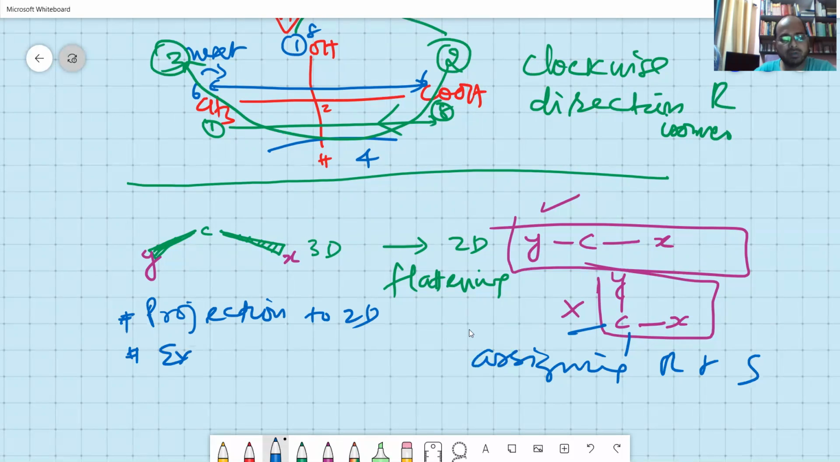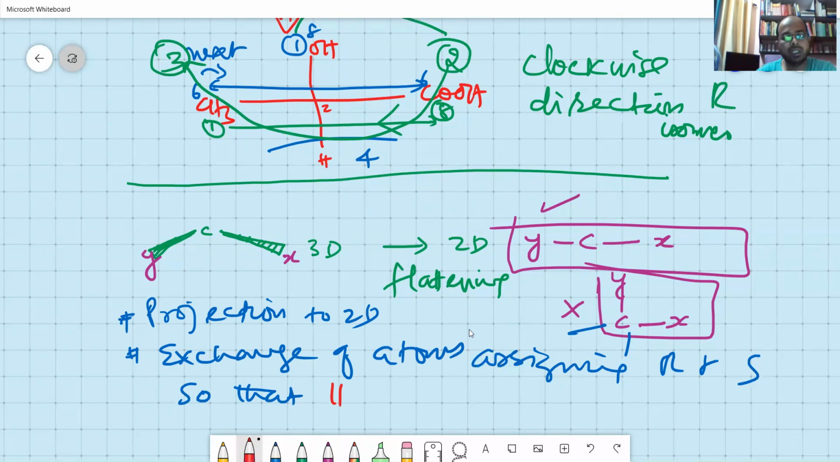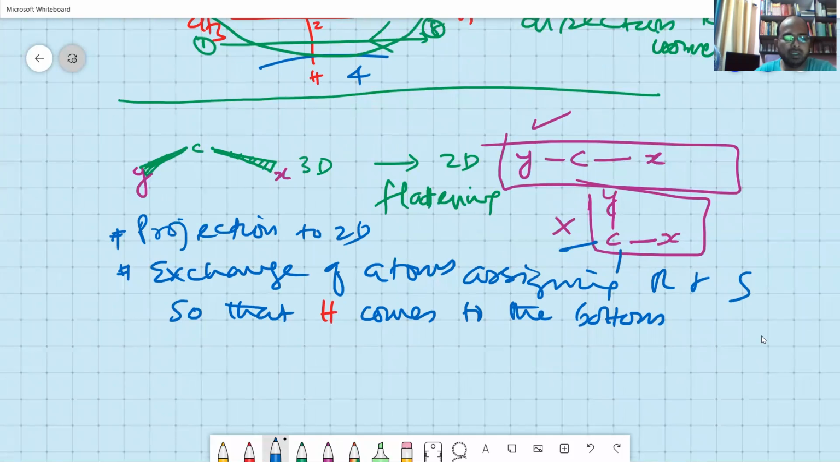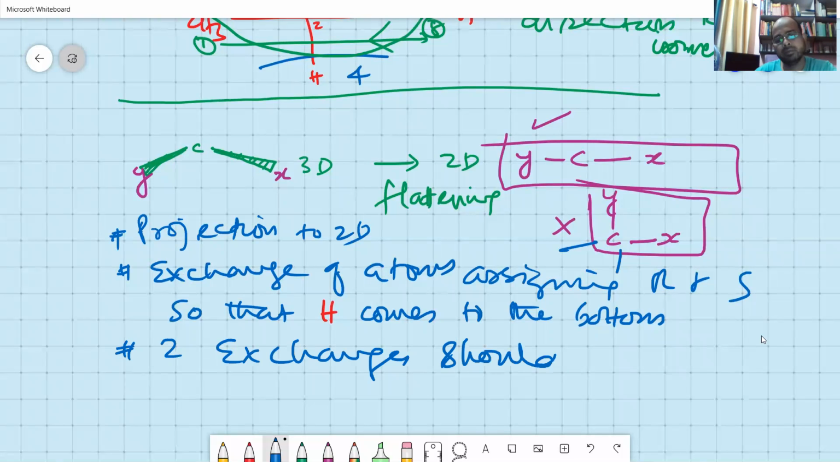exchange of atoms so that hydrogen comes to the bottom. When you bring hydrogen to the bottom, 2 exchanges should be done. Okay, that's all for now.